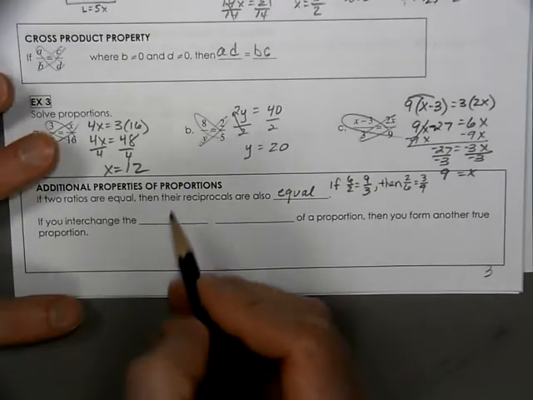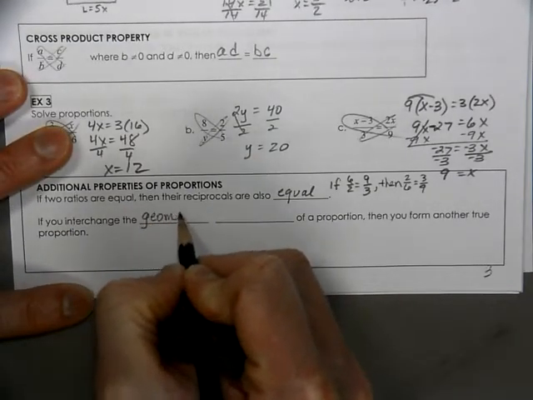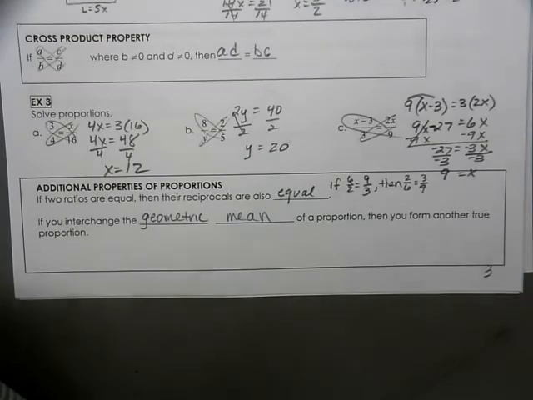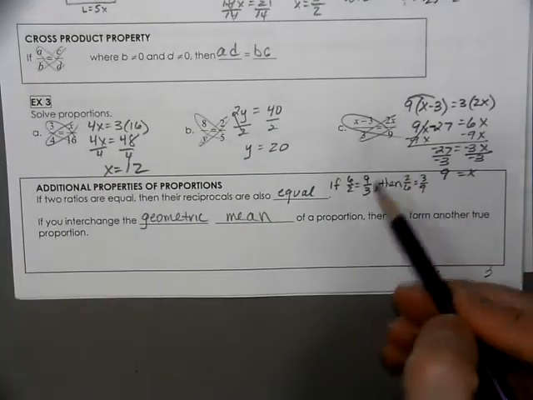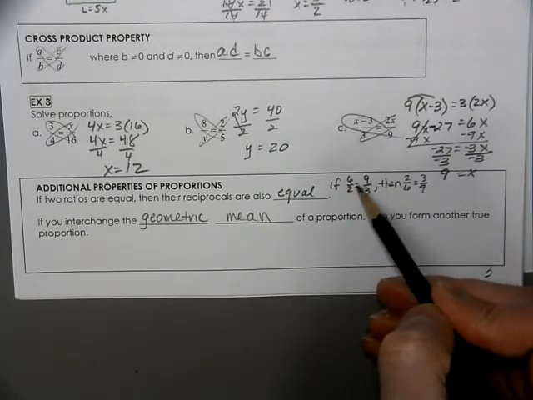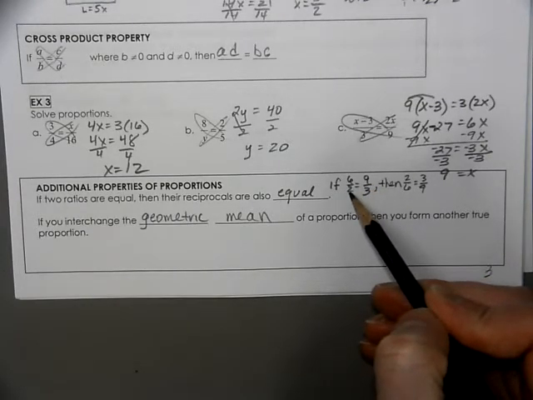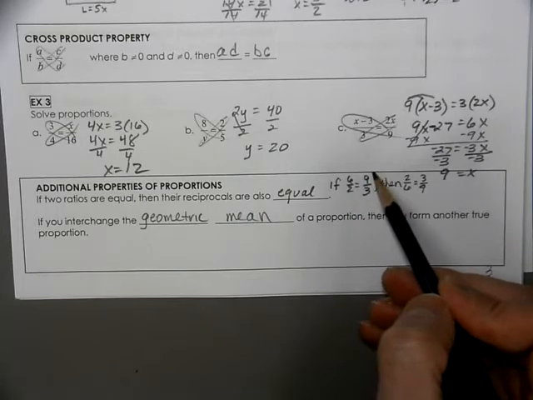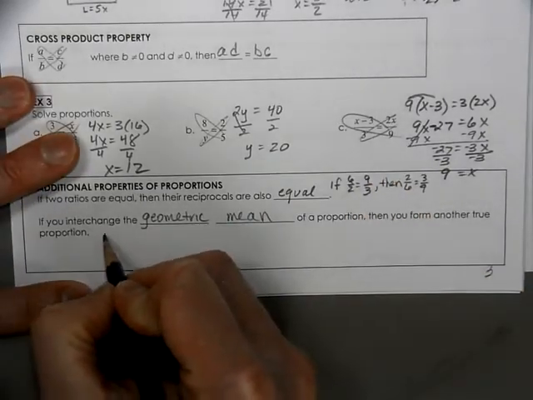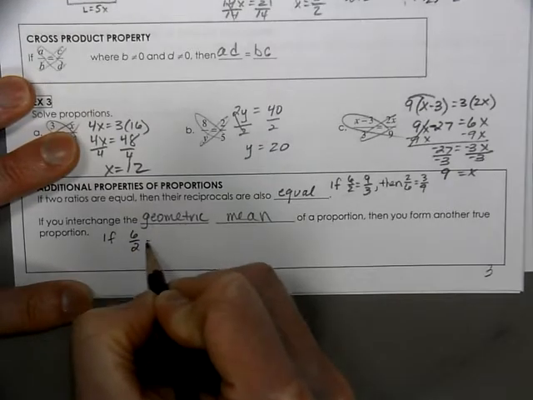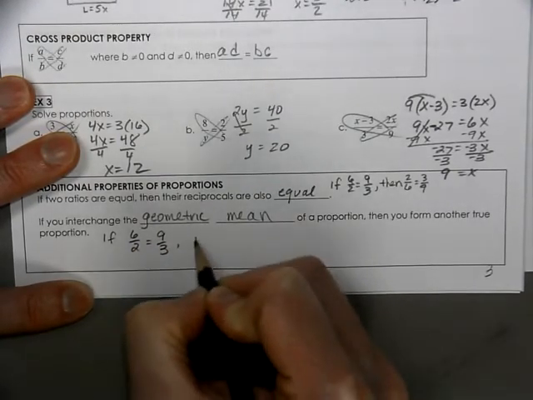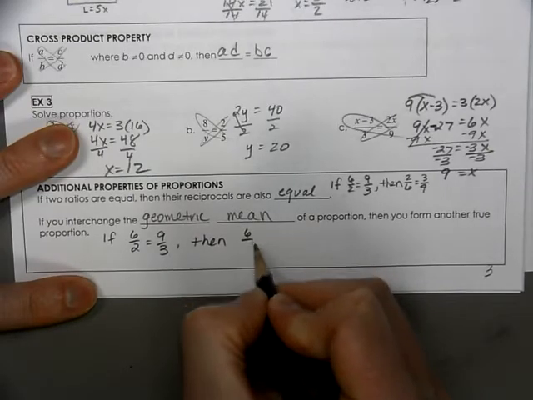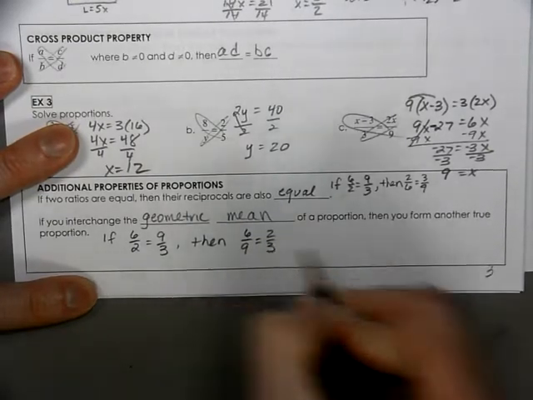If you interchange the geometric mean. That's a little tricky. Geometric mean, not a term we use a lot. Geometric mean are typically these two values of your proportion. Mathematically, we can get away with it being either set, but it's typically those two values. So if 6 over 2 is going to equal 9 over 3, then we can interchange those. 6 over 9 equals 2 over 3.